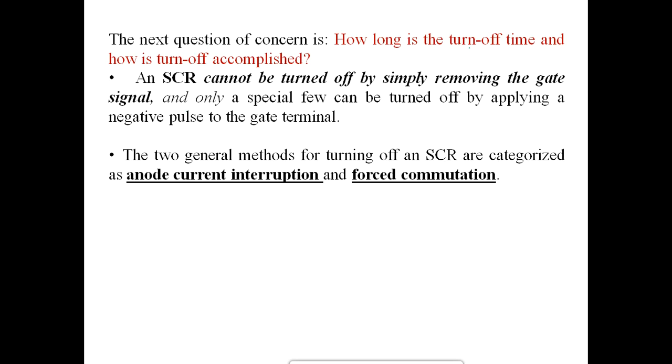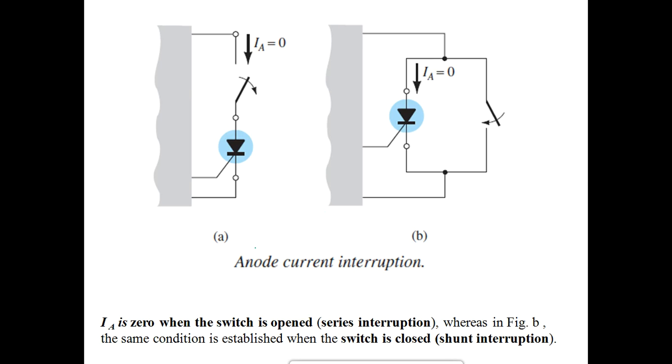So the same thing is being explained here. How long is the turn off time and how is turn off accomplished? An SCR cannot be turned off by simply removing the gate signal. Very important point: once it is switched on, it can be switched off only in a few special cases, that is by turning off the VF itself or by applying a negative pulse to the gate terminal. So there are two methods. The first one is anode current interruption and the second one is forced commutation.